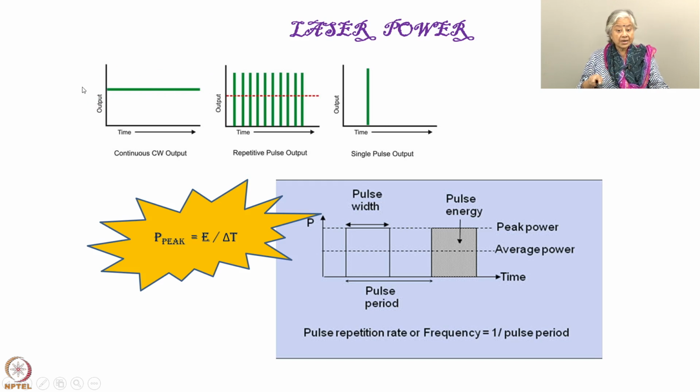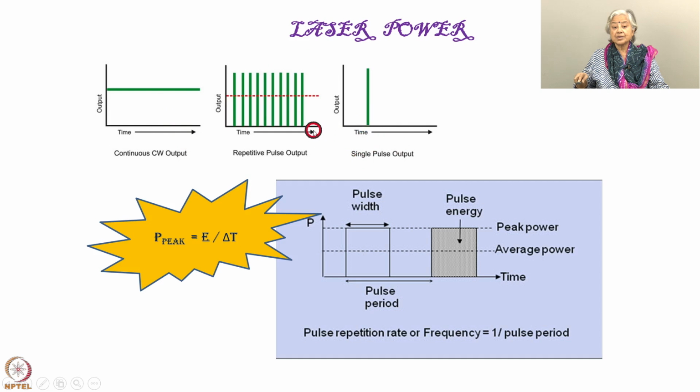Now, what do I mean by a single pulse? You can have just a single pulse laser. Here in the time scale you see there is just one single pulse. It is not going on continuously, and this is the output. So, you have just one pulse. This has its uses, and the pulse also has its uses. So, this is a single pulse.